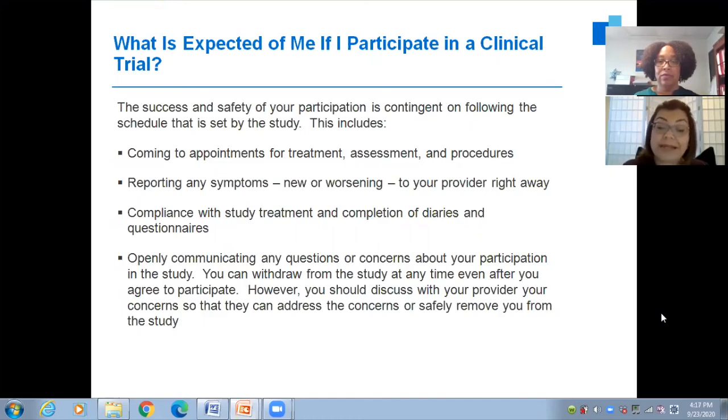We'll ask that you be compliant with study treatment and completion of diaries and questionnaires. We want to make sure that there's open communication of any questions or concerns about your participation. And again, make sure that you know that you're able to withdraw at any time, and that we would like you to discuss with your provider any concerns that you have throughout the process.